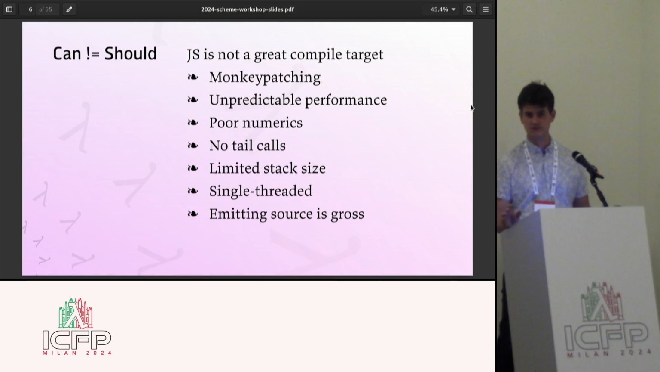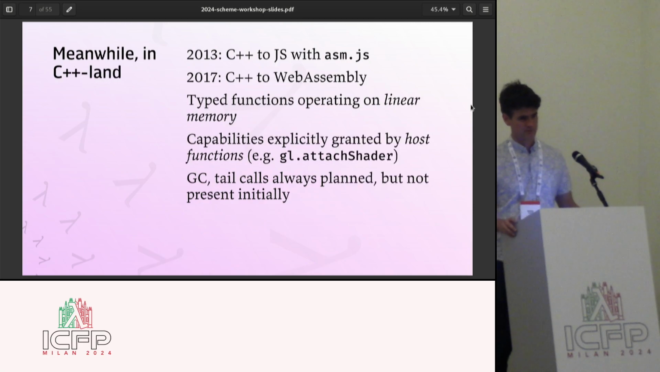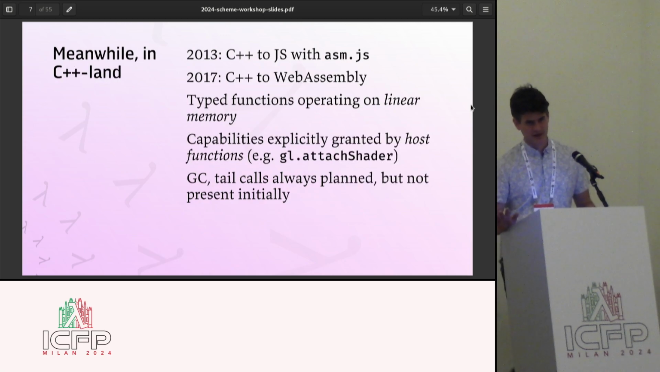There's no tail calls, which makes it a pretty hard compilation environment, unless you do trampolines, which, I mean, is kind of gross. If you want to recurse to your heart's content, if you want to write the usual recursive map, you can't. You're limited in terms of the size of the list you can map on by the size of the JavaScript stack. That's pretty unsatisfactory. It's single-threaded, and as a compilation target, emitting source is unpleasant, right? But if it's the only thing out there, it's what you do.